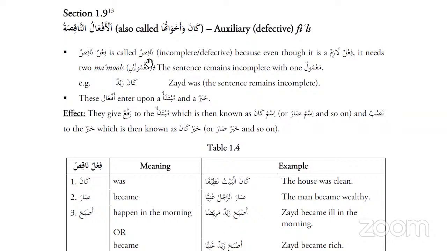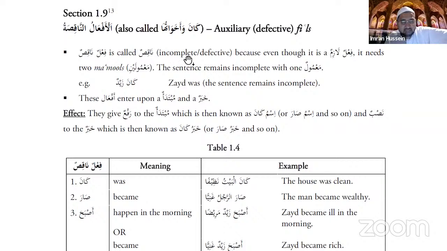Yes. So when we say fi'l naqis is called naqis, incomplete. Even though it is fi'l lazim, what does fi'l lazim mean? As we have done before, we have two types of verbs: fi'l muta'addi and fi'l lazim. Fi'l lazim is that verb which only requires a doer. It only requires a doer and it completes its meaning. For example, if I said, I am happy. It doesn't require an object, correct?